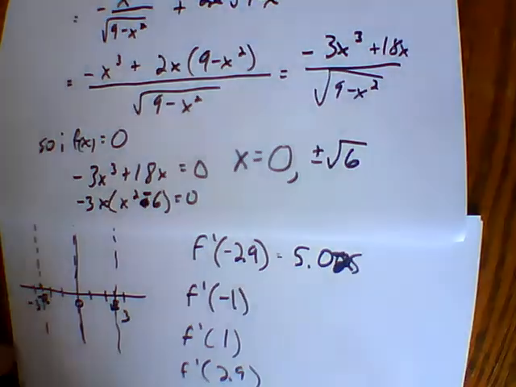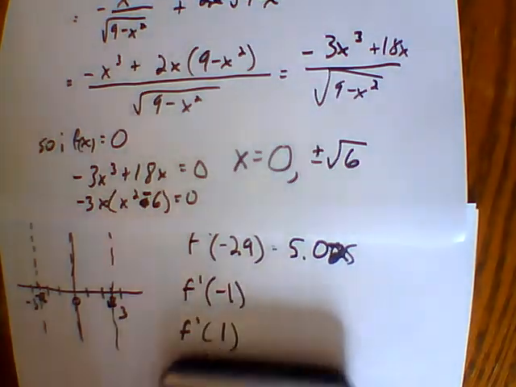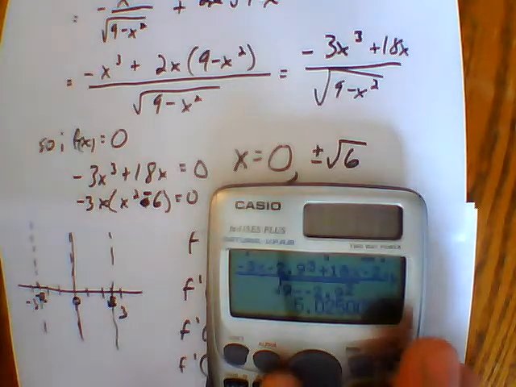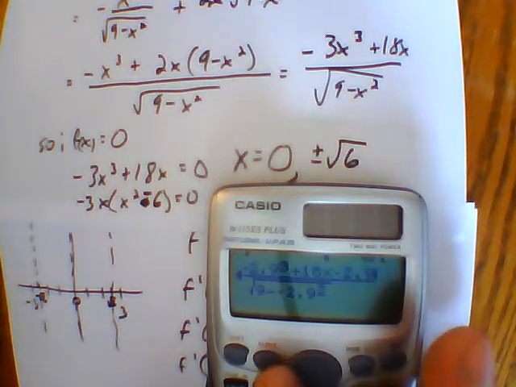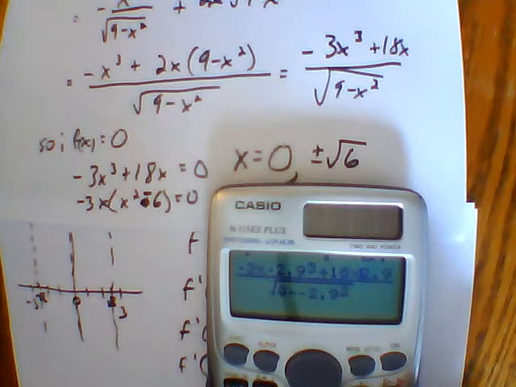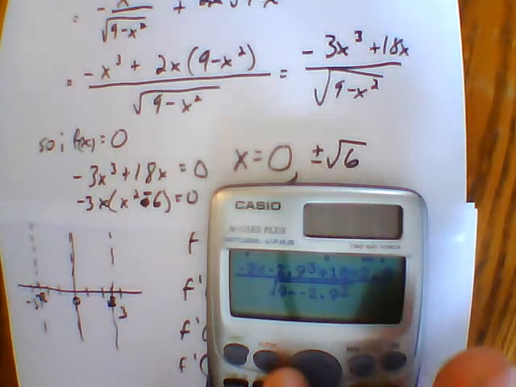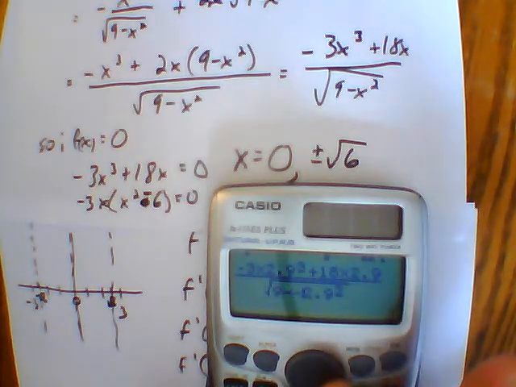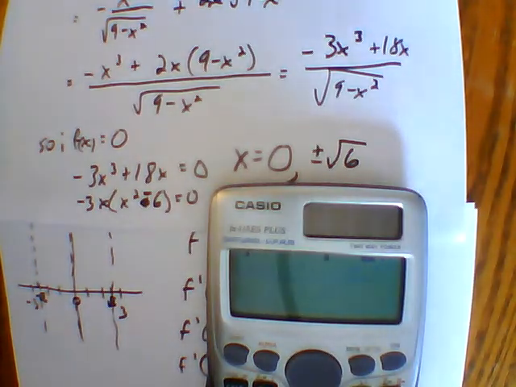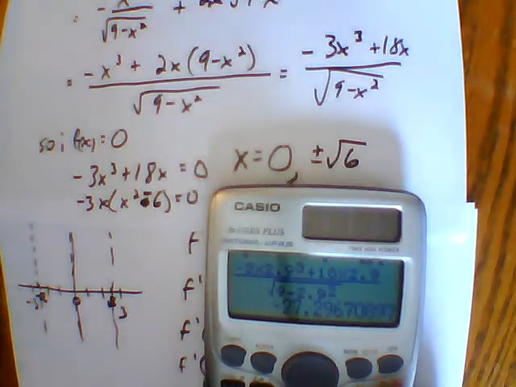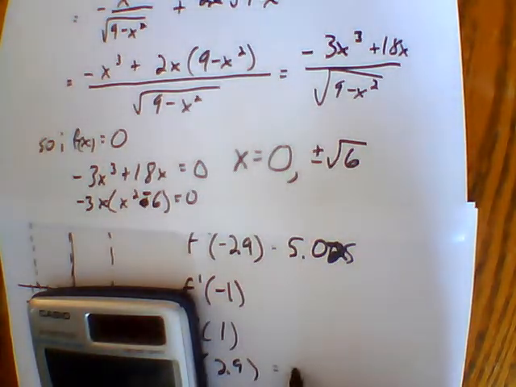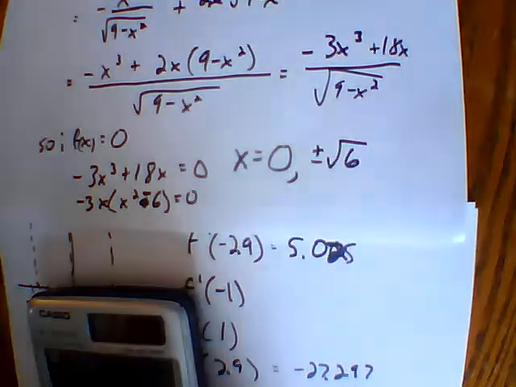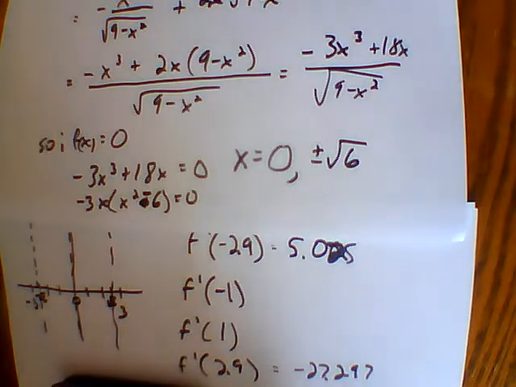5.025 right here. And then, bringing my calculator back in here, I'm going to change my values to be positive. So if I change these negative 2.9s to be positive 2.9s, we see once again that we get negative 27.297 then.